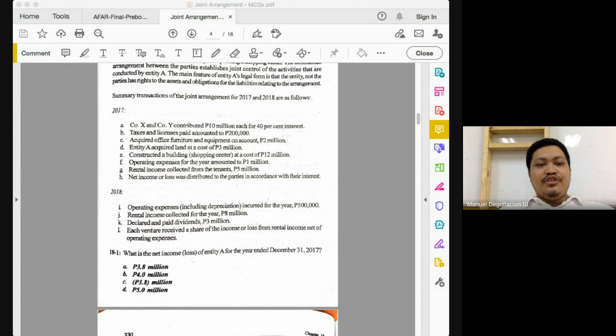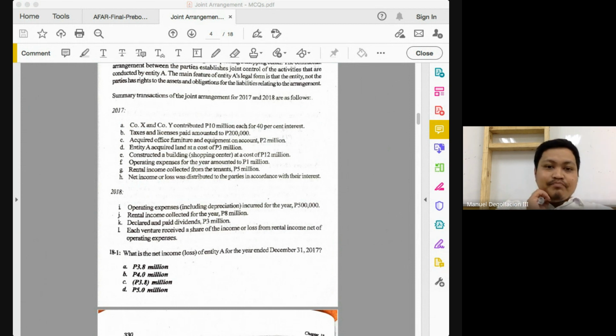Okay. Letter G is a source of income. So will this be a part of our computation for net income? Yes. Okay. Letter H would be the distribution of the net income. So out of these 8 items, only 3 will be relevant in our computation of net income. And these are your rental income, your taxes and licenses, and your operating expenses.